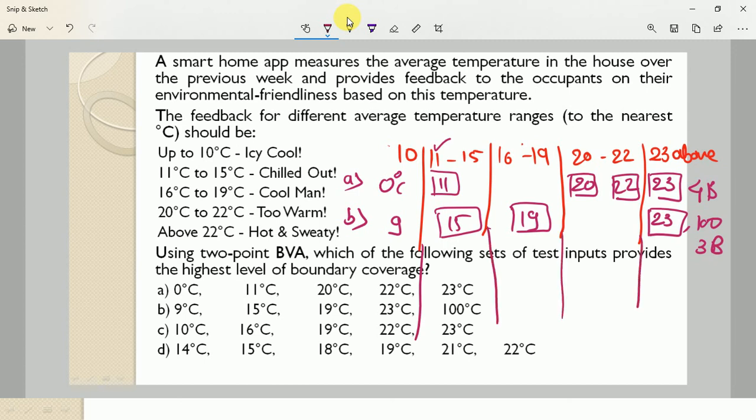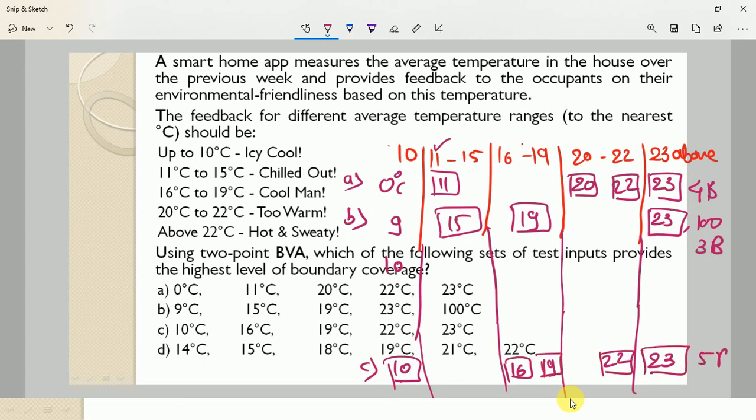What are the ranges given? Please check. This time we are considering option C. Let me write here, guys, option C: 10. Then we have the next value, 16, which falls in this class. Then we have 19, then 22, and then 23, right? How many valid boundaries are there? I guess all: 1, 2, 3, 4, and 5. This time we found 5 valid boundaries.